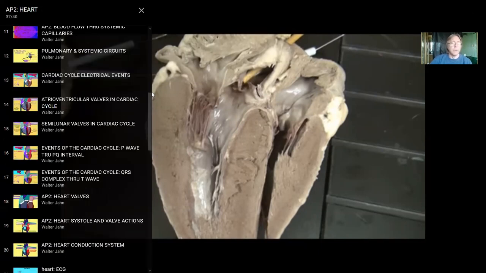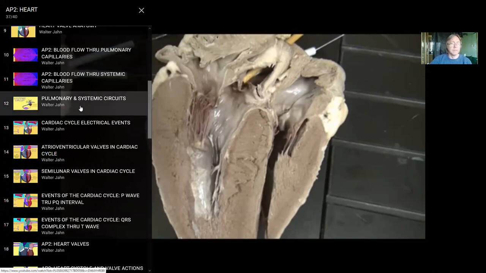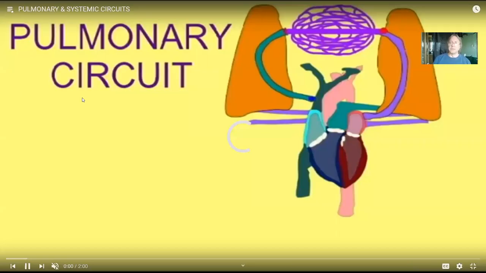Now, very often I ask my students which type of vessels have red oxygenated blood, arteries or veins? And very often they'll say arteries, and then I'll say you're half right. Because, let me just show this one slide.